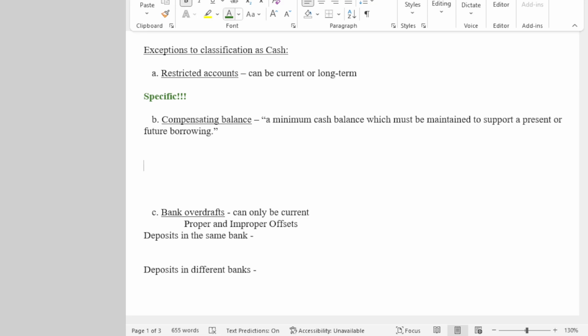Okay, compensating balance. Minimum cash balance which must be maintained to support present or future borrowing. The best way to think of this is lines of credit. It's some form of money that is there to cover something that could be happening. Personally, she doesn't actually mention it like this, but I also kind of think of it as like a savings account almost, too.